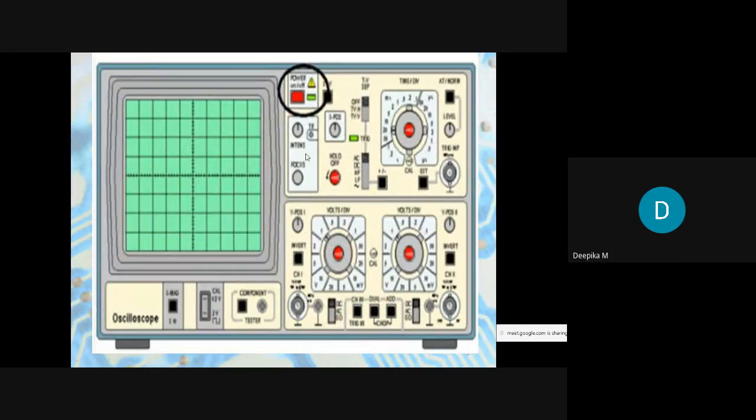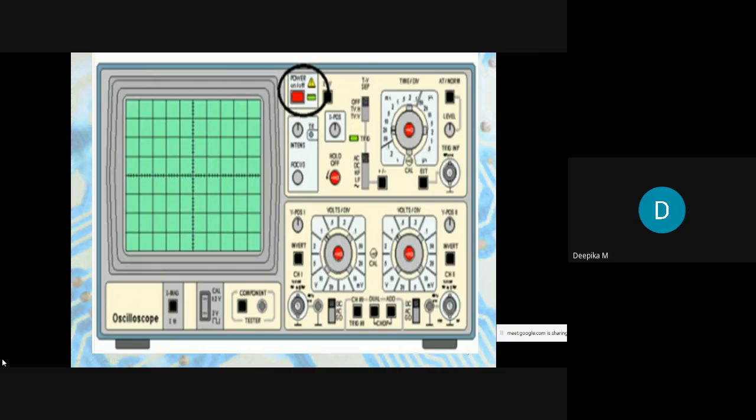So CRO is nothing but cathode ray oscilloscope. The cathode ray oscilloscope is mainly used for displaying the signal or the waveform, and it is also used for the measurement of the voltage in the waveform, and it is also used for analyzing of the waveform. So these three phenomena can be accurately obtained by using the CRO.